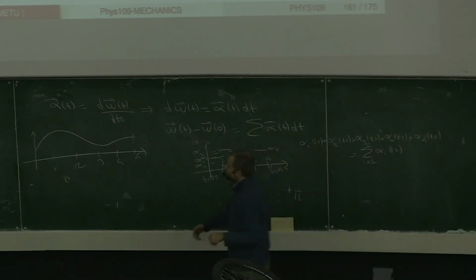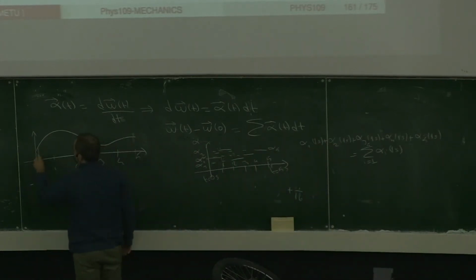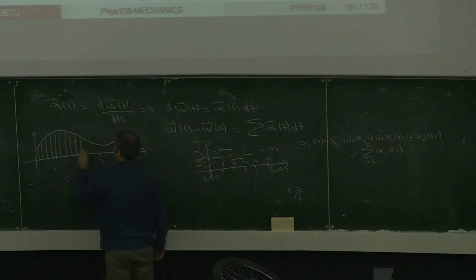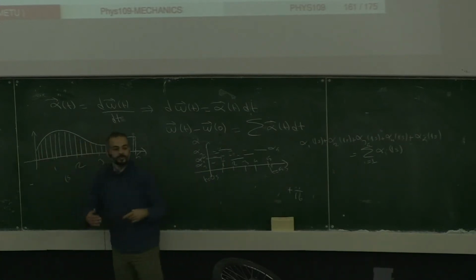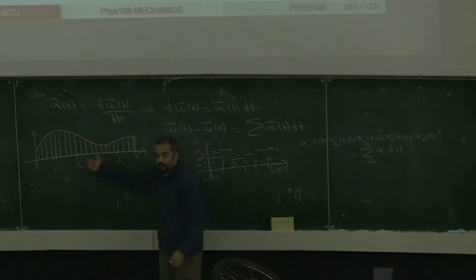What I can still do is I can just divide this into very small intervals, very small ones. Now, of course, the time interval will not be 1 second anymore. It will be, let's just assume for simplicity that the time intervals here are just the same. They're all dt.